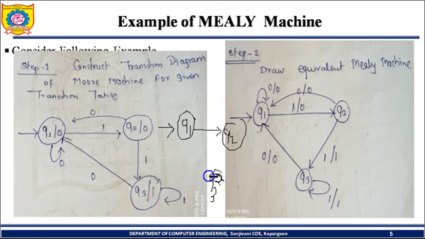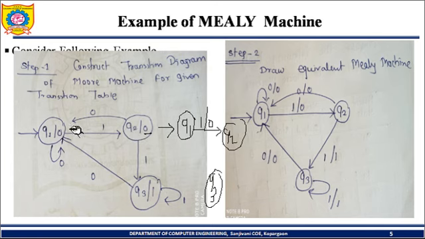Third state is Q3. Now you have to show its transition. Q1 after receiving 1 it will be in Q2, where Q2 is having output 0. So I need to specify that output on a transition.